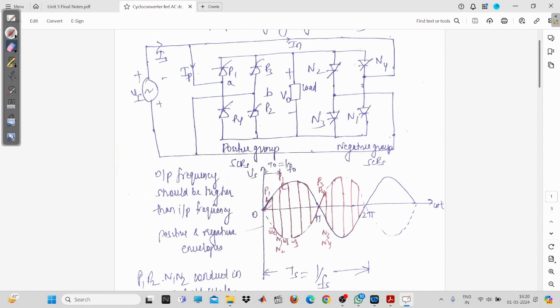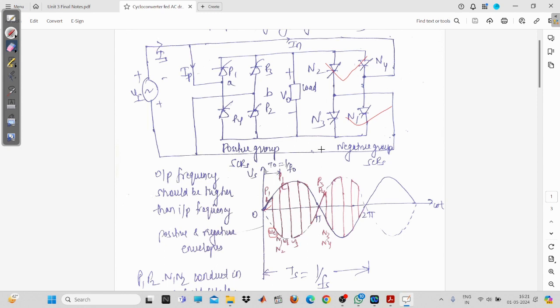And now at omega t equal to omega t1, you are forcefully commutating your thyristors P1 and P2, and at the same time, simultaneously, you are giving gate pulse to N1 and N2. So this is going to follow the negative envelope. Now again, at omega t equal to omega t2, you are giving gate pulse to P1, P2. Whenever you give a gate pulse, it is switching between the positive and the negative envelope. So in this way, you will go through this half cycle.